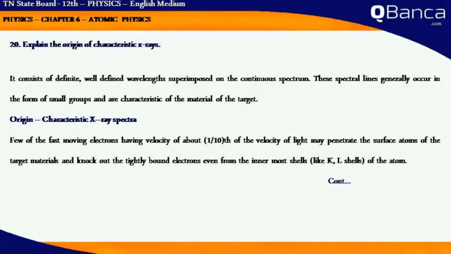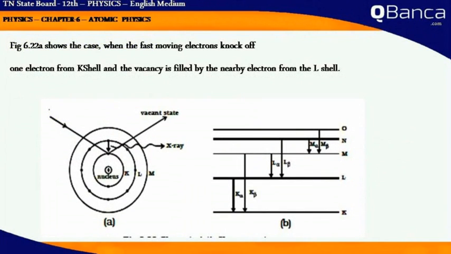Origin of characteristic X-ray spectra: a few of the fast-moving electrons, having a velocity of about 1/10th of the velocity of light, may penetrate the surface atoms of the target material and knock out the tightly bound electrons even from the innermost shells, like the K and L shells of the atom. This is shown in the figure.